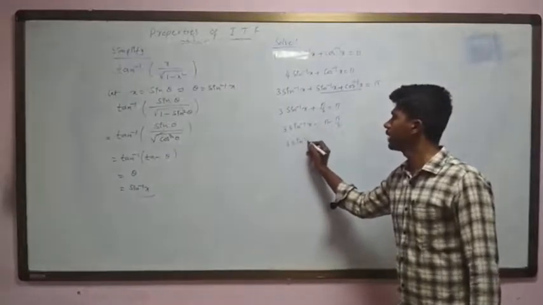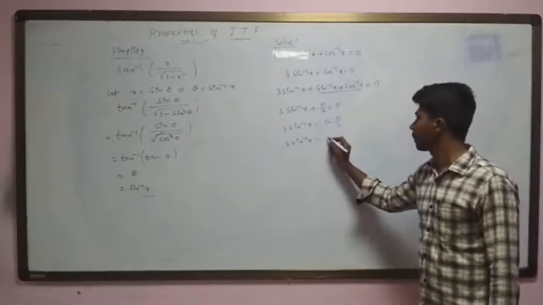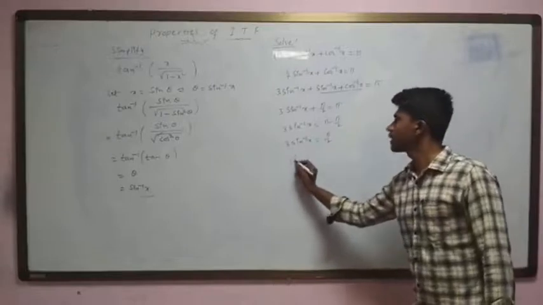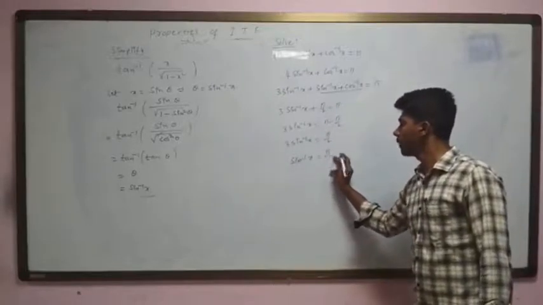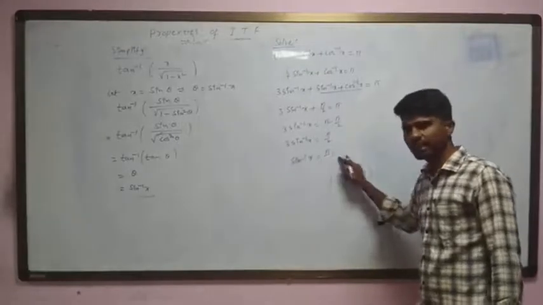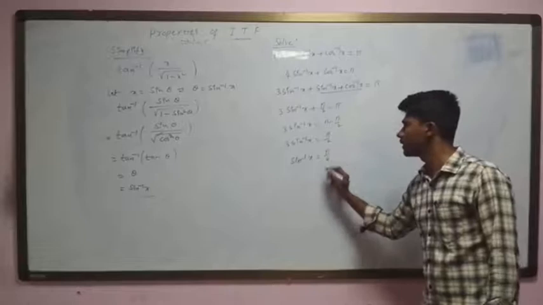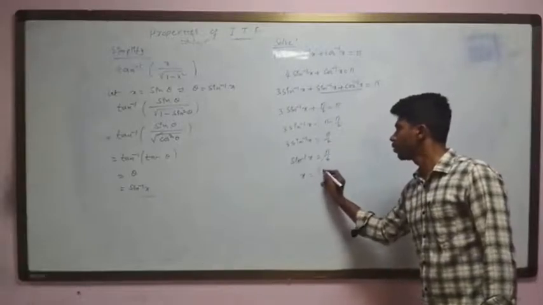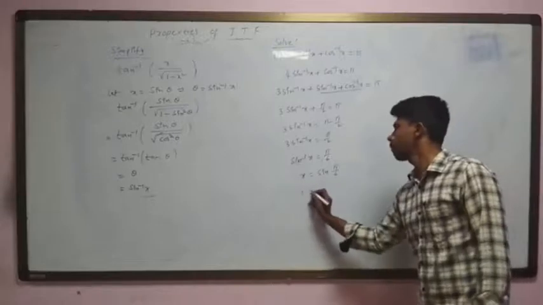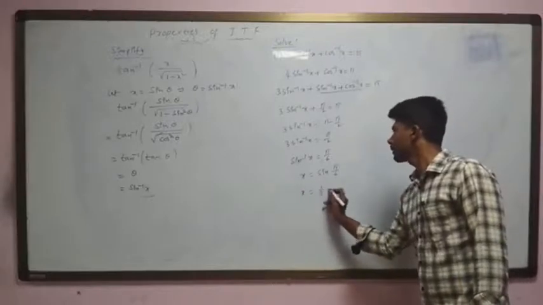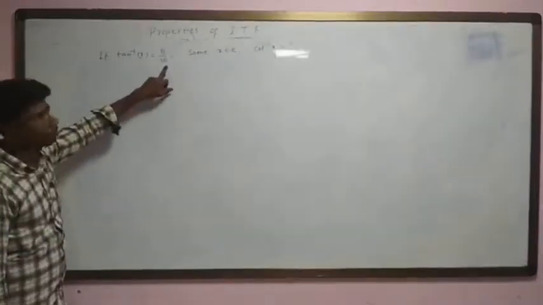3 sin inverse x equal to 2 pi, so sin inverse x equal to 2 pi by 3... simplifying, sin inverse x equal to pi by 6. So x is equal to sin pi by 6, which is 1 by 2. The value of x is 1 by 2.